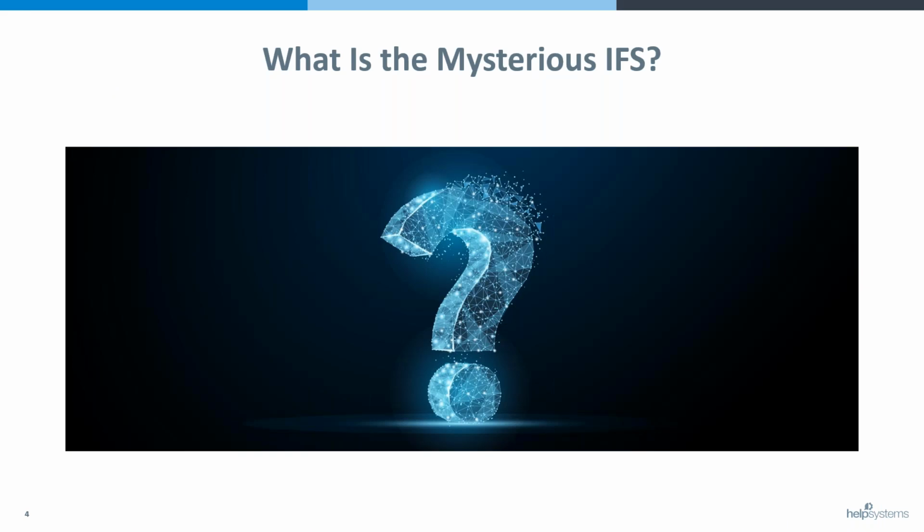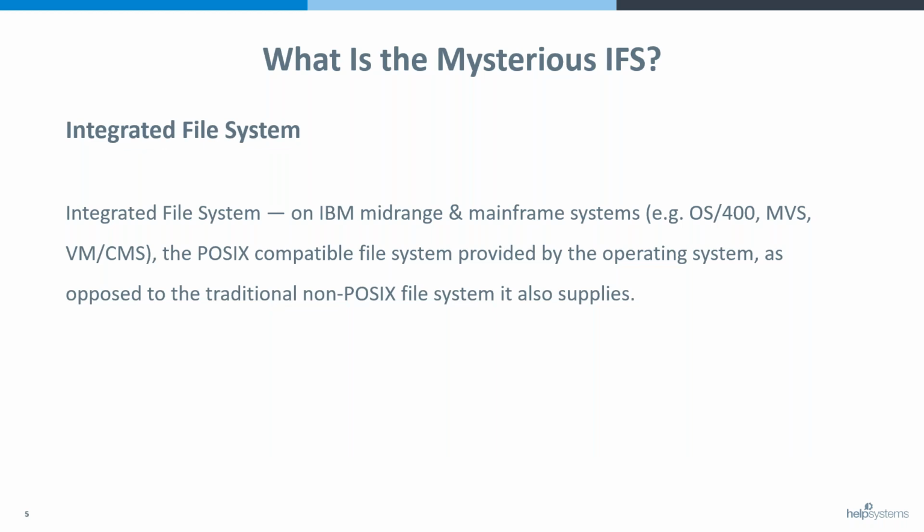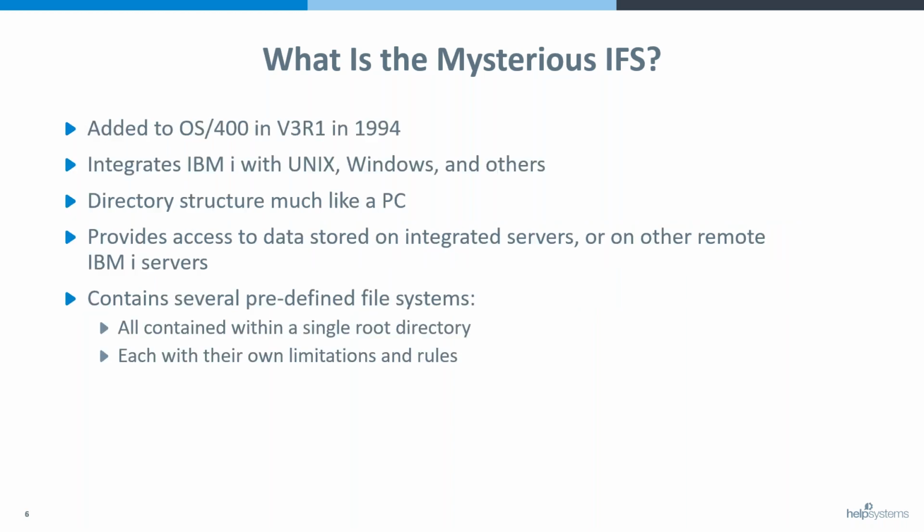So I'm sure you've heard it said, you may be familiar with it, but I guarantee there's some things about it that you probably didn't even realize. So the IFS itself is called the integrated file system. And on IBM midrange or mainframe systems, it's the POSIX compatible file system provided by the operating system, as opposed to the traditional non-POSIX file system it also supplies. So that side is the native programs, the green screen, all of those things we're familiar with. But this POSIX compatible, this is that integrated file system, that Windows style file system that is part of the system.